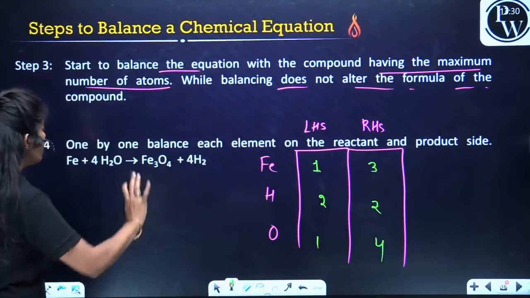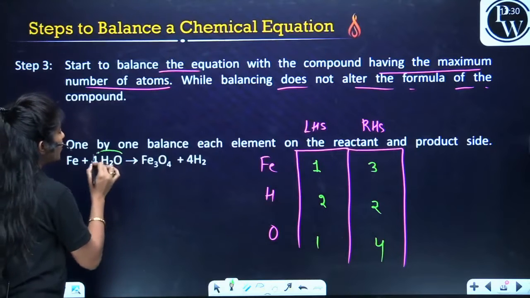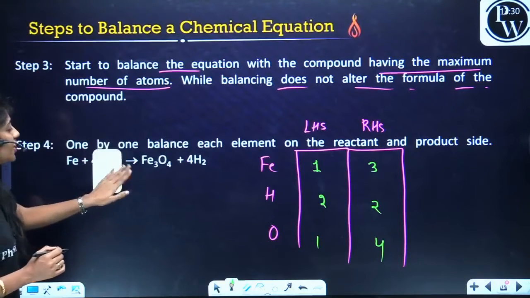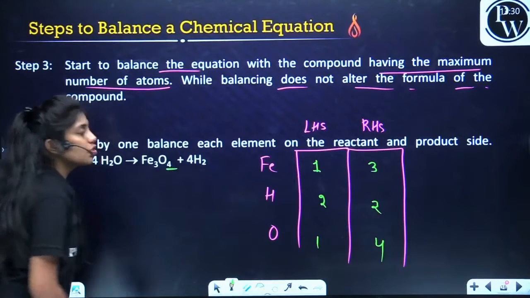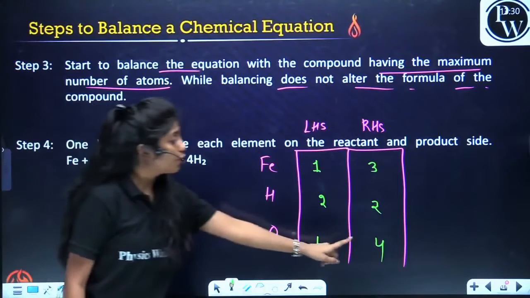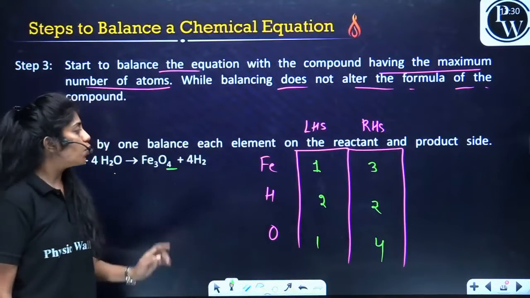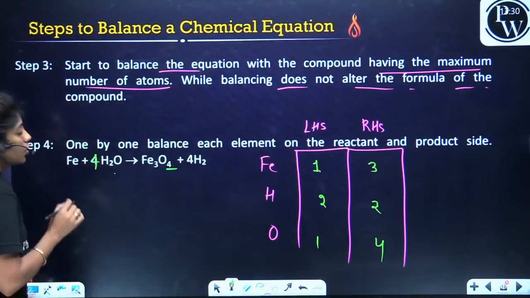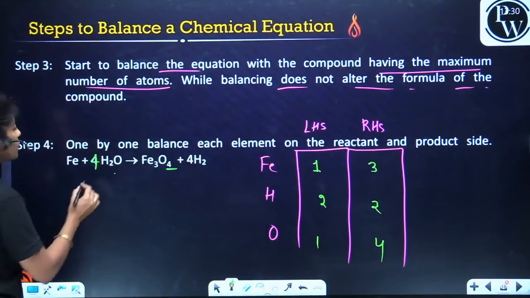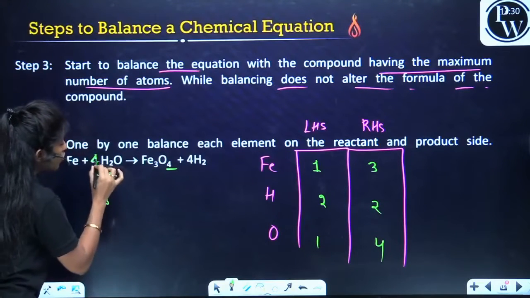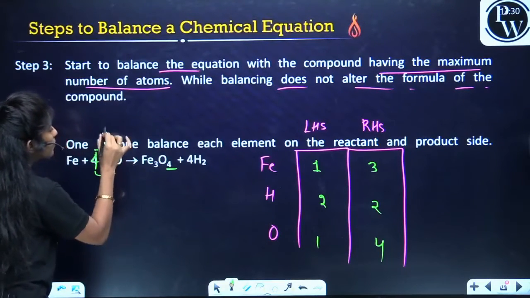I will be managing it if I try to balance it from the hydrogen side. I can see there are 4 oxygens on the product side, but on this side there is only 1 oxygen. Check this: 4 oxygen, only 1 oxygen. So what I can do is place 4 in front of H2O. What will happen? Check this. Hydrogen will be 8 and the oxygen will be 4.